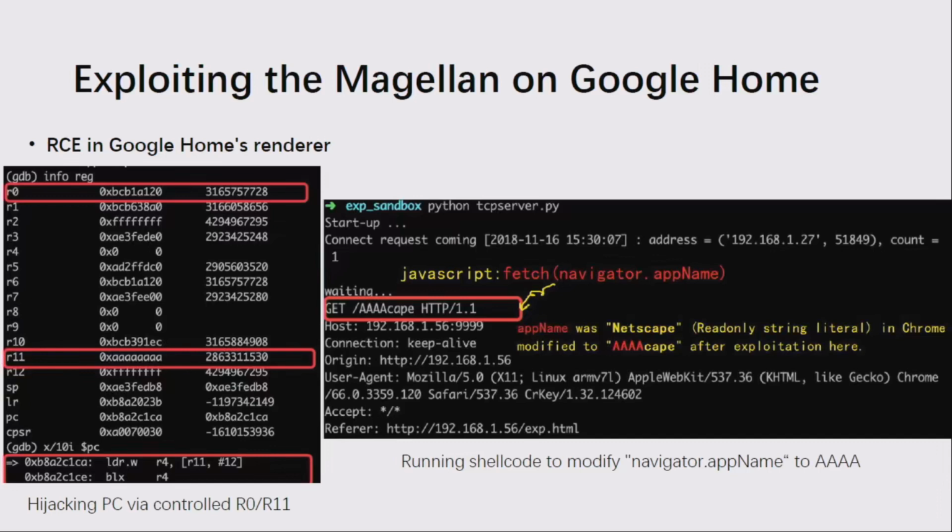The image on the right shows the results of our shellcode. We execute JavaScript code to fetch URLs and navigator.appName in the exp.html code. Normally, navigator.appName is read-only and is not changeable, but our shellcode changes the appName to AAA.